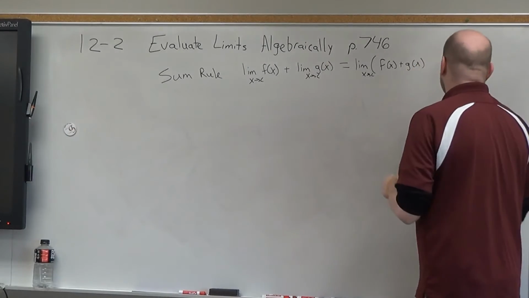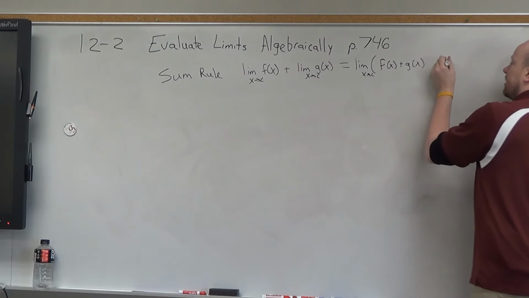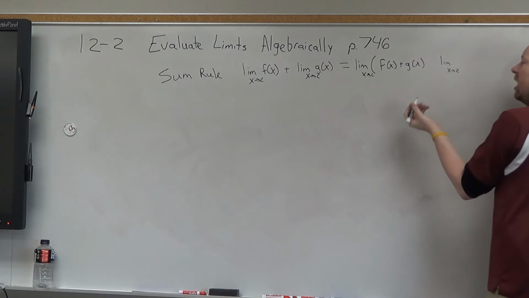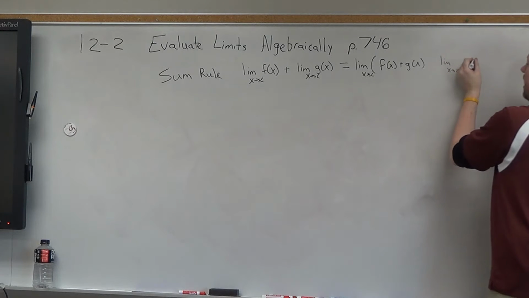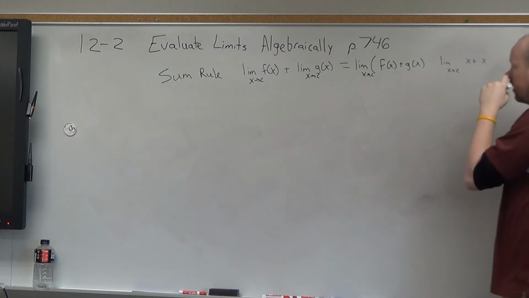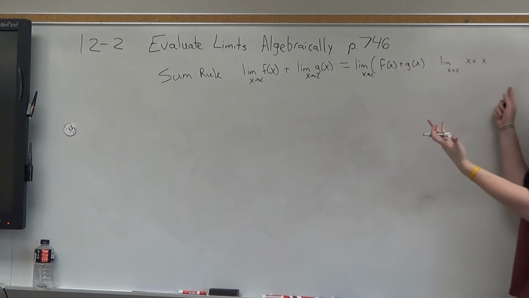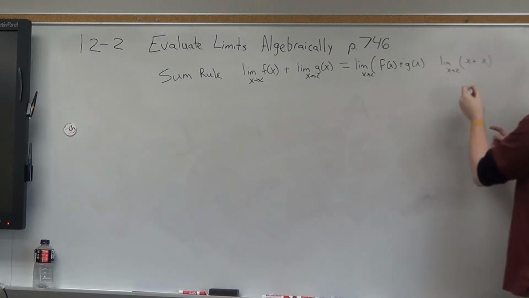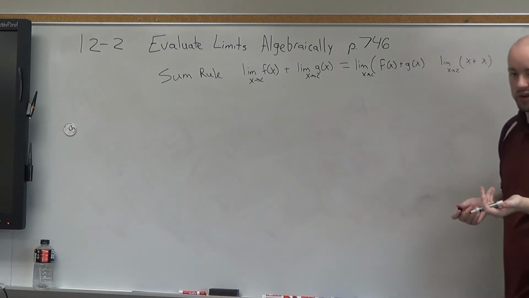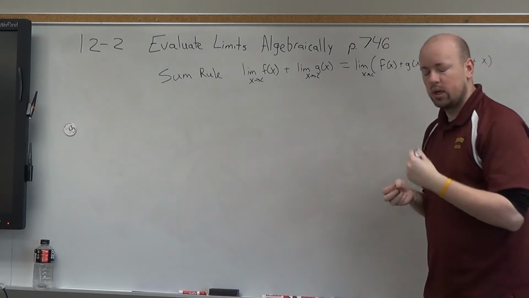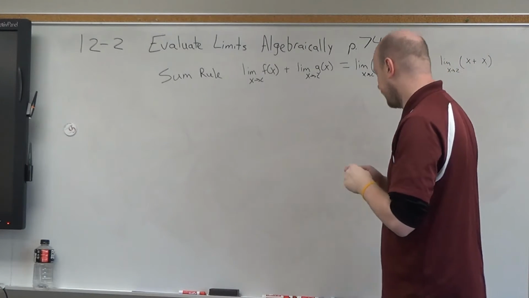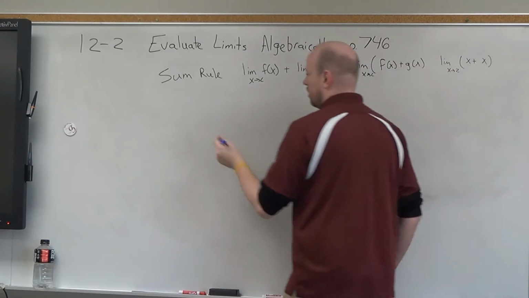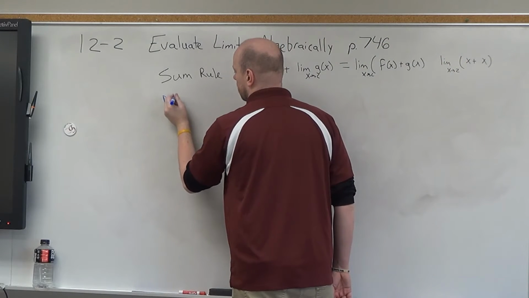What would be a quick example? What's the limit, as x approaches 2, of x plus x? I can break that apart into two separate equations, my f of x being x, my g of x being x, instead of just having one long thing. Now this one is not a very great example because you would just combine terms, but that would get on to something else. Okay. We also get the difference rule.